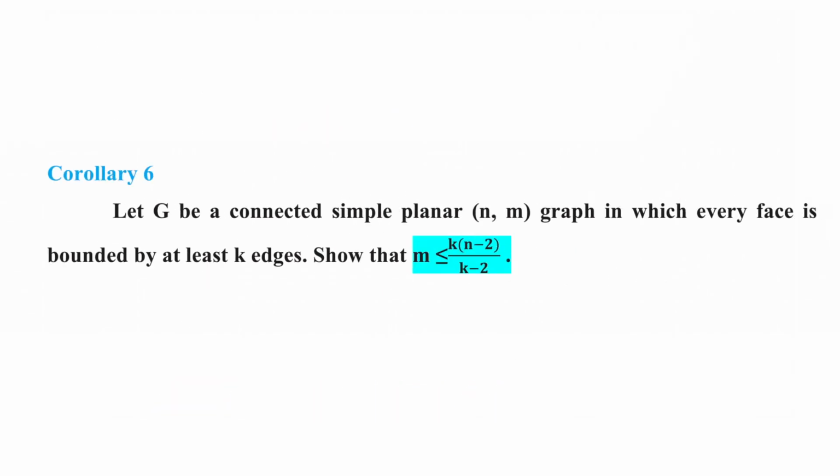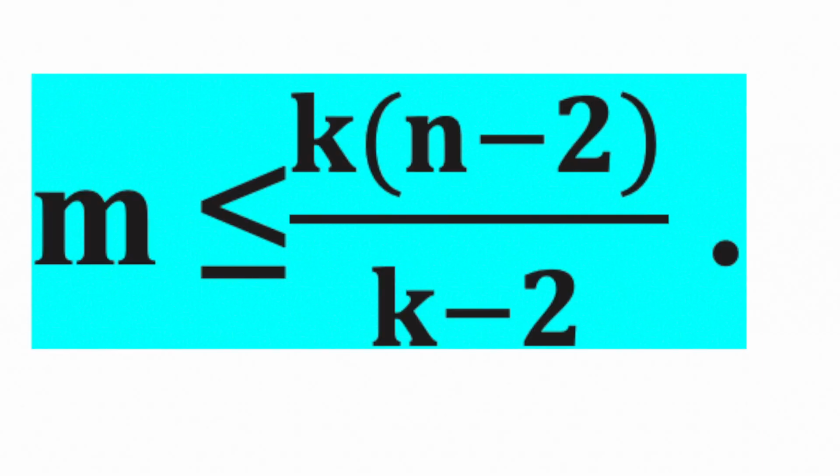The next corollary is: let G be a connected simple planar (n, m) graph in which every face is bounded by at least k edges, so that m is less than or equal to k into (n minus 2) divided by (k minus 2).